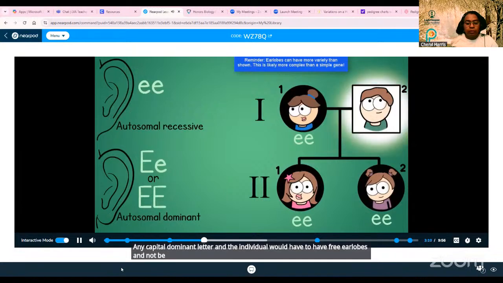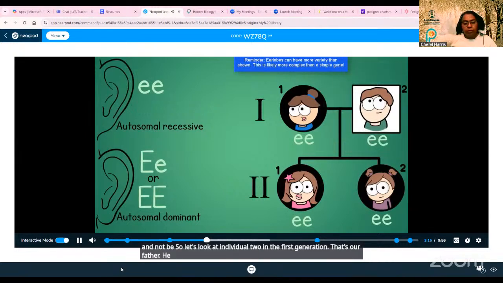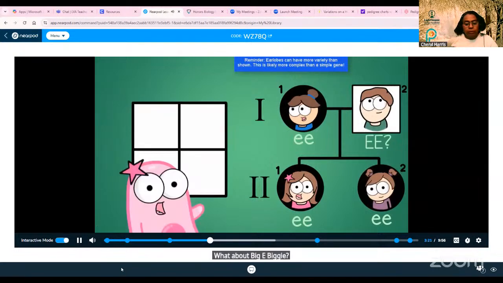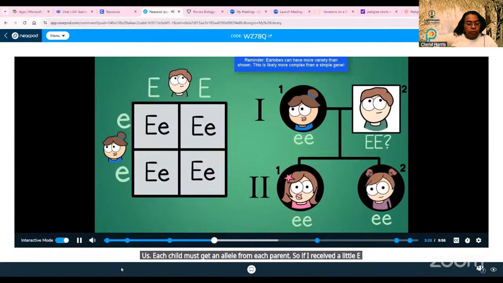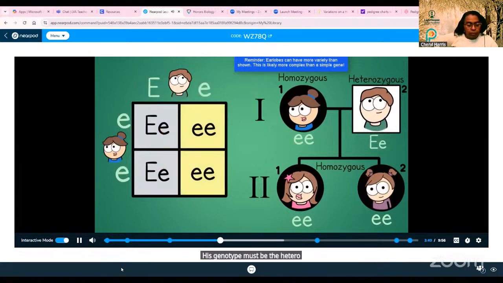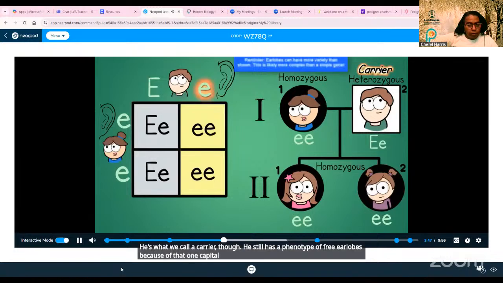So let's look at individual 2 in the first generation. That's our father. He's not shaded, so he can't be little e. What about big E? Well, there's a problem. See his children? Us? Each child must get an allele from each parent. So if I received a little e from my mom, then I had to get the other little e from my dad. Therefore, he can't be big E, or he'd have no little e to give. His genotype must be the heterozygote genotype, big E, little e. He's what we call a carrier, though. He still has a phenotype of free earlobes because of that one capital, but he carries the lowercase allele.